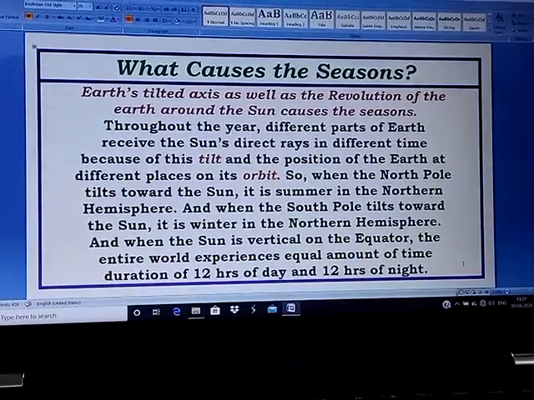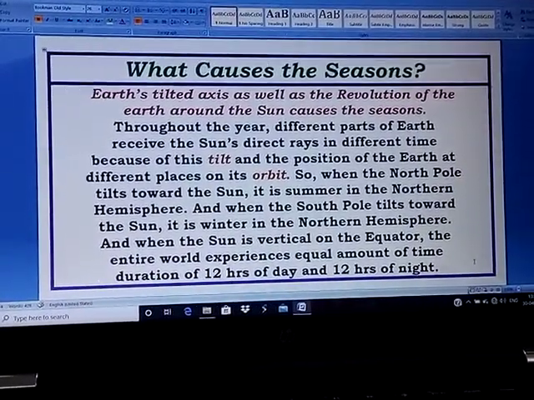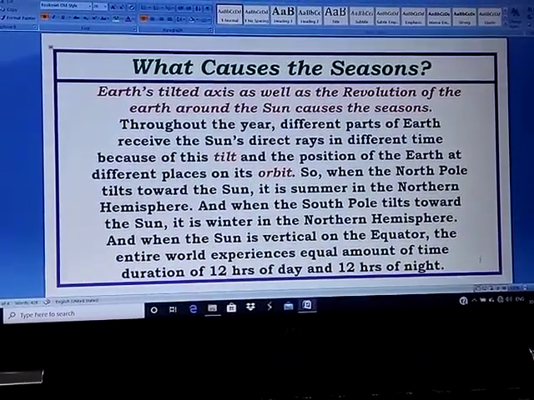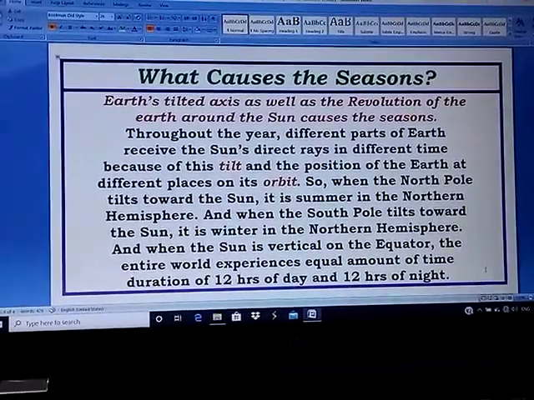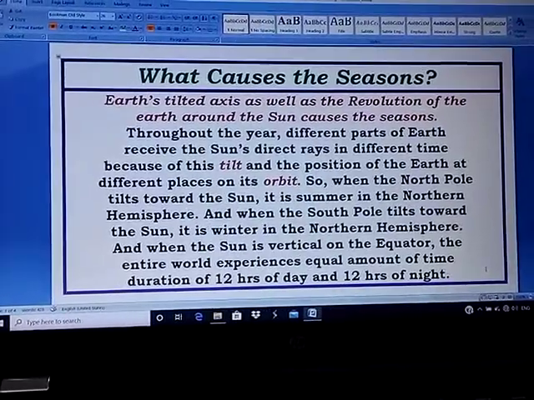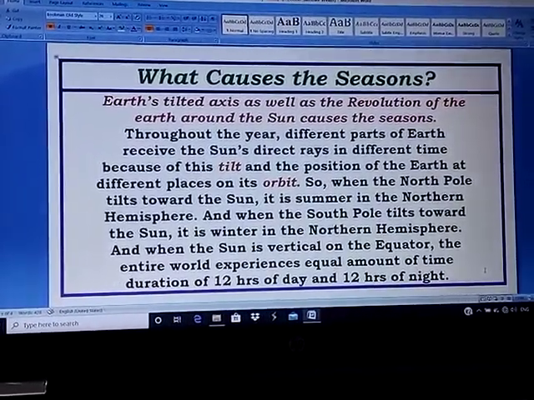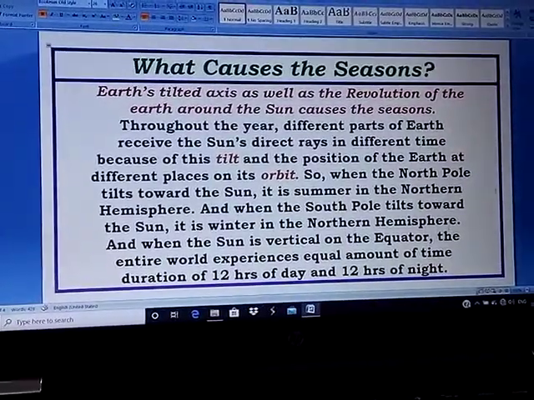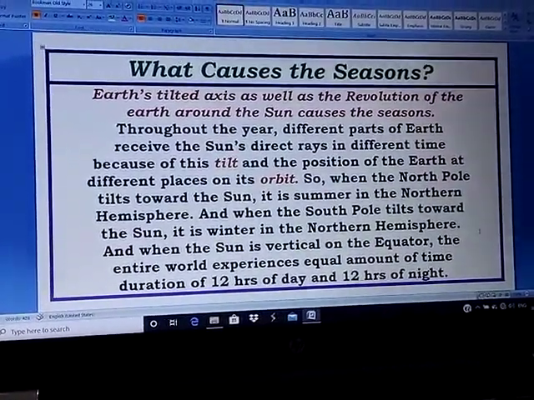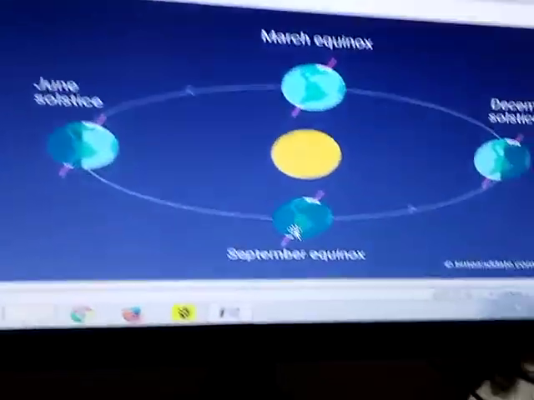So we have said today we will be discussing the geographical seasons. In geography, again I remind you, there are only 4 seasons: summer, winter, autumn and spring. Rainy season is not part of geographical discussion. So what causes the seasons? To do that, let us know this diagram. See this diagram.